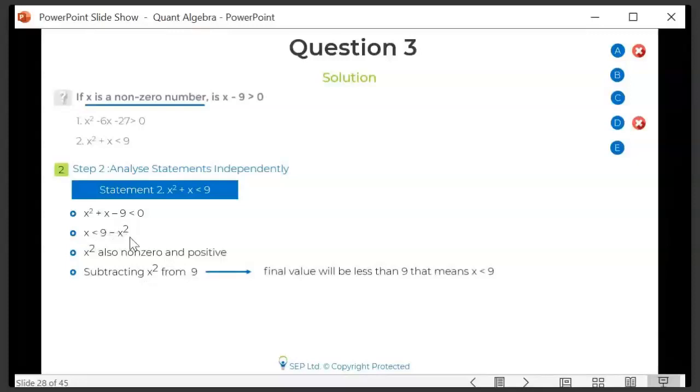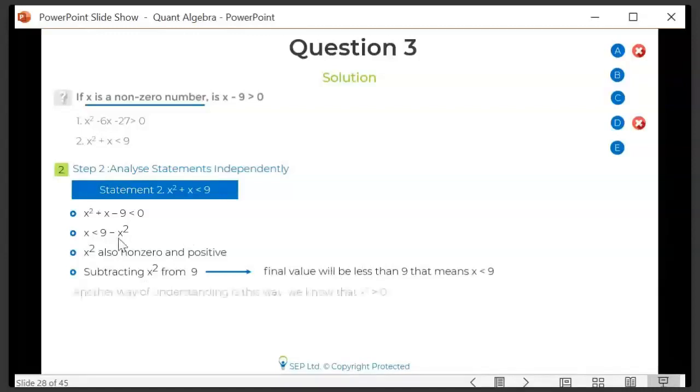Let's take a very quick example. If x is 1, then 1 square would be 1 and x would be less than 8, right? You can take 0.5, you can take minus 2, whatever you take. But the idea is if you subtract something from 9, the value that you will get will be less than 9, right? Which means we can say if x is less than 9 minus x square, then that definitely means that x is less than 9, right? Because its value cannot be 9 because I'm subtracting something from it.